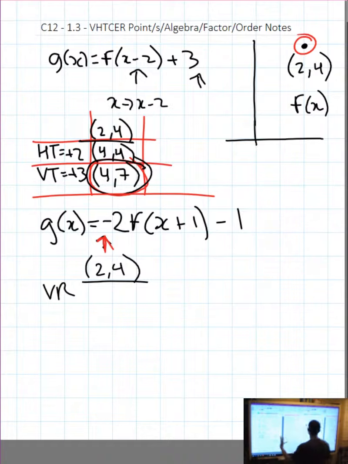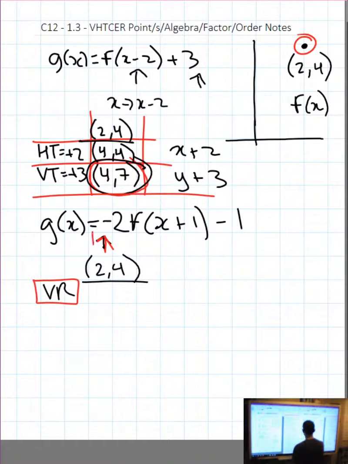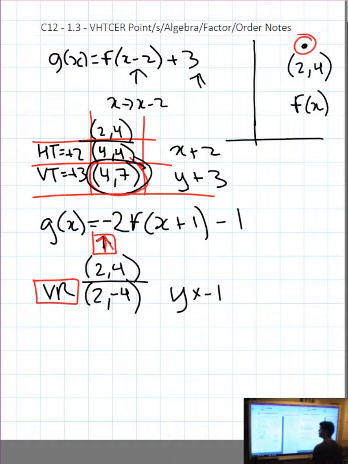As you've seen in the notes in the above example, we took x and we added 2 to it. We took y and we added 3 to it. Here, if I want to do a vertical reflection from this negative out in front, I'm going to simply take the y value and multiply it by negative 1. So if I have a y value of 4 and I multiply it by negative 1, I get (2, −4).